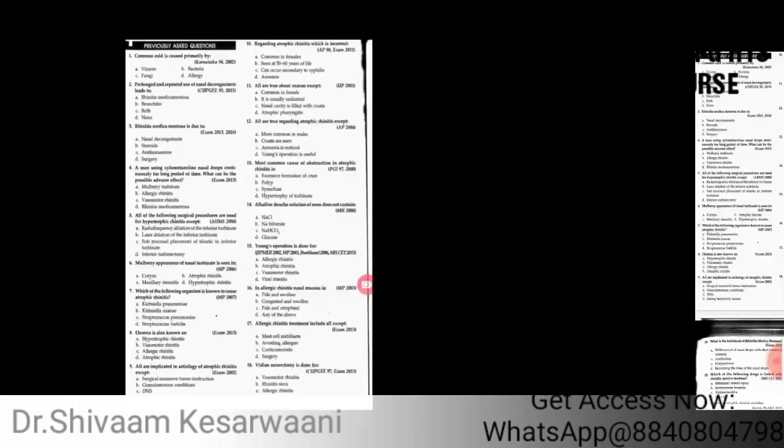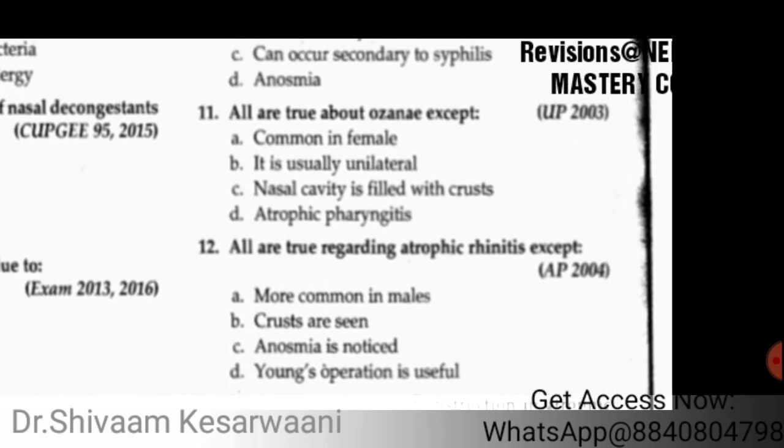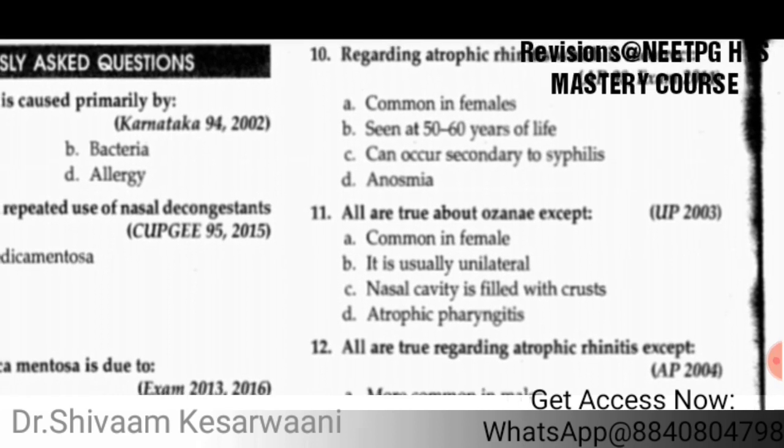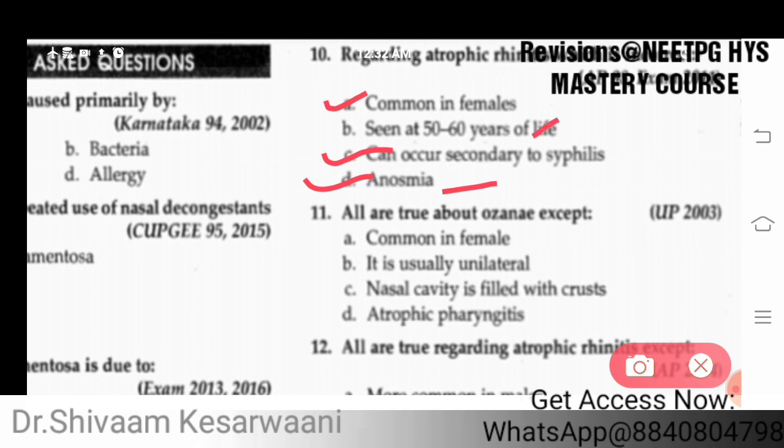Now another question regarding atrophic rhinitis: which is false? So if you see, this question is good. Common in females, yes, right, they are asking for false. Can occur secondary to syphilis, yes. Anosmia is present, yes. Seen in 50 to 60 years of life, no. These are seen particularly near puberty in females having less estrogen. So it is not seen in 50 to 60 years of life.